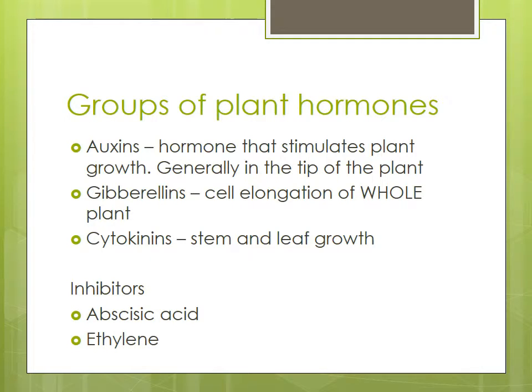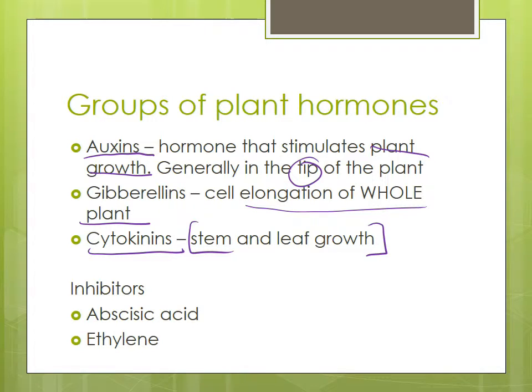There are three specific plant hormones that we're going to be looking at that cause responses in plants. We're going to be looking at auxins, and these hormones stimulate plant growth, and they generally originate from the tip, which is the top of the plant. Gibberellins elongate the whole of the plant, so every single plant cell will be getting longer and bigger. Cytokinins stimulate stem and leaf growth, and they're associated with auxins, the first hormone that I talked about.